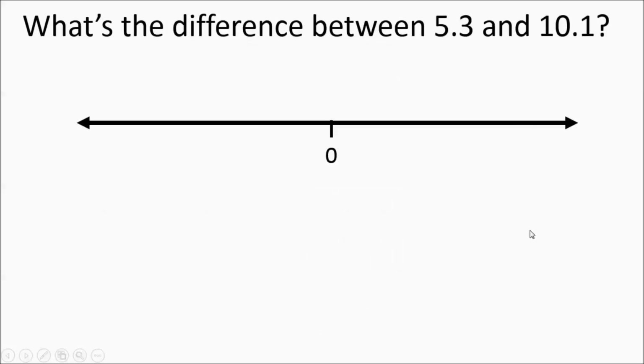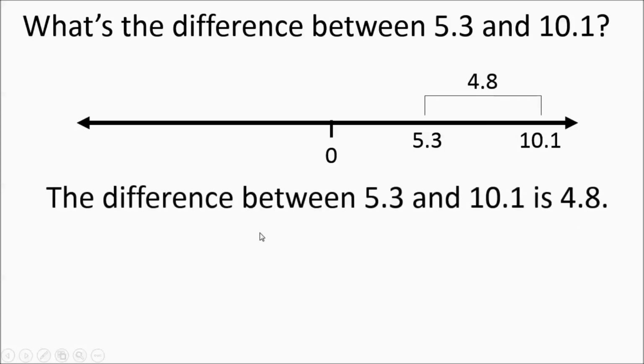Now we're going to go ahead and deal with some decimals. The difference between 5 and 3/10 and 10 and 1/10. Not a big deal. They're both to the right of 0. They're both on the same side. You're just going to subtract their absolute values. And you end up getting 4 and 8/10. So the difference between these two numbers is 4 and 8/10.